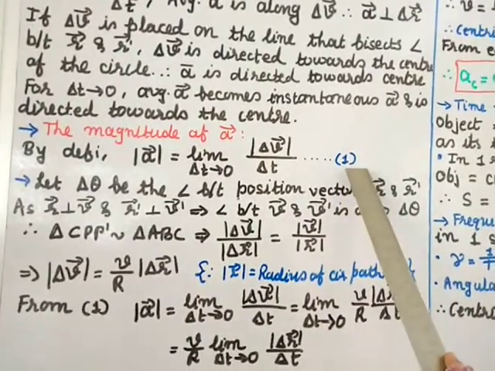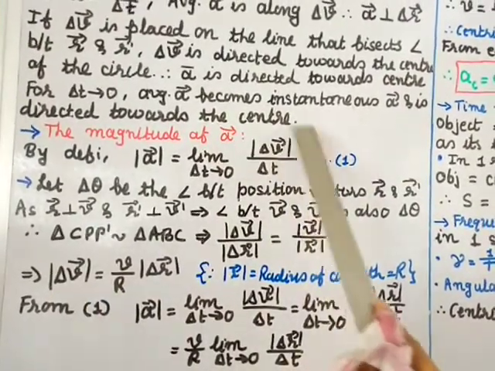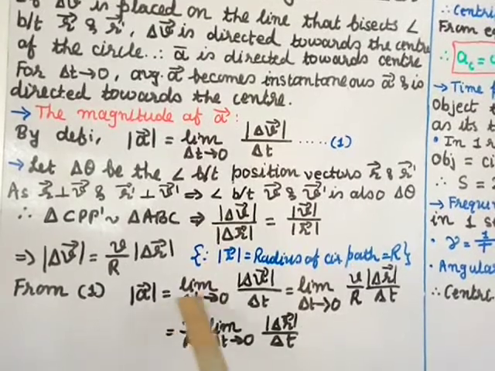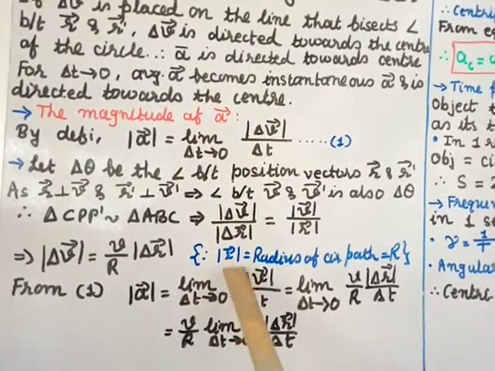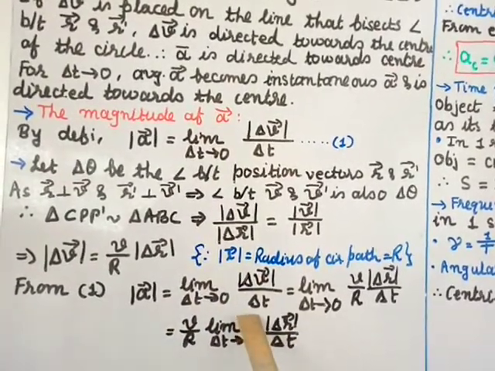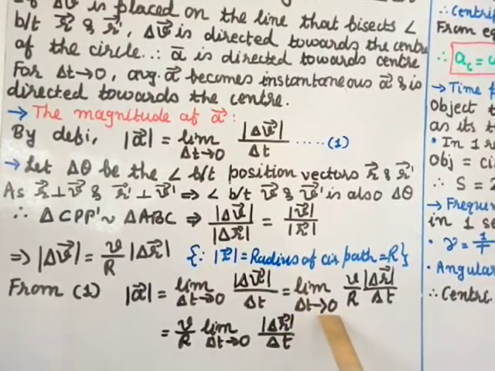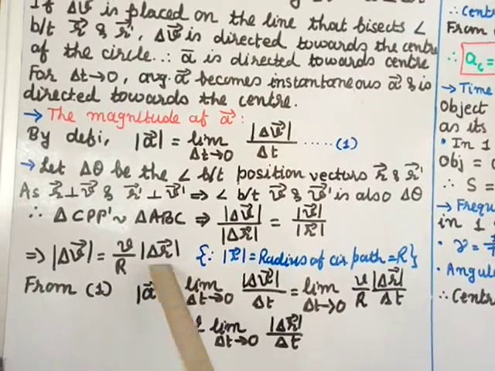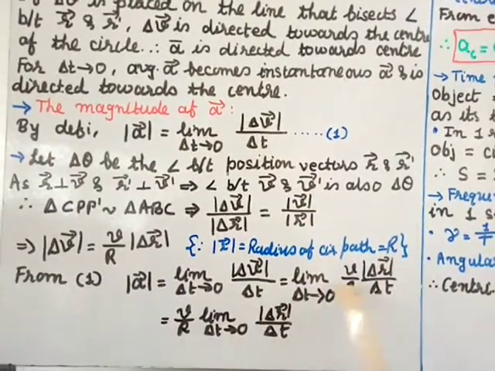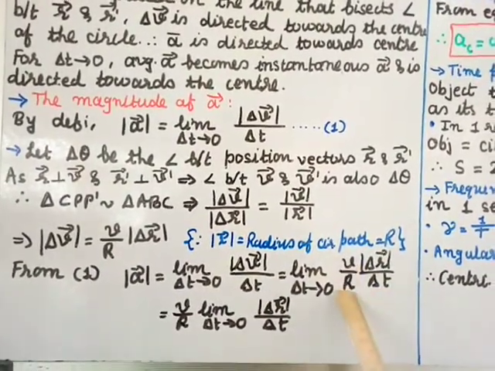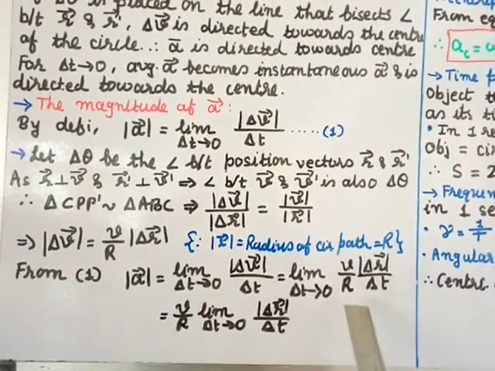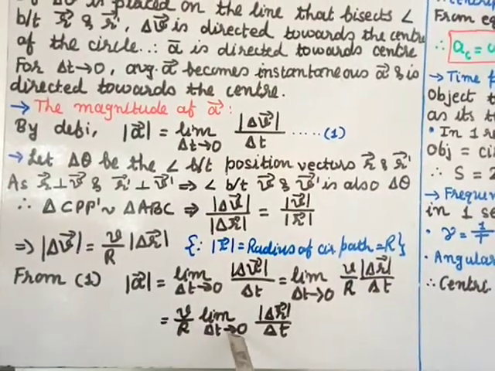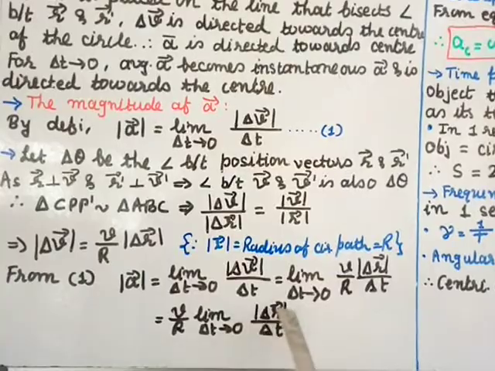Now from equation 1, put the value of delta V here. So magnitude of a is equal to limit delta t tends to 0, magnitude of delta V by delta t, equal to limit delta t tends to 0. I put the delta V value as V by R into delta r, and this delta t as it is. Now V by R you can take out of the limit because it is constant, and limit delta t tends to 0 you can take as delta r by delta t.